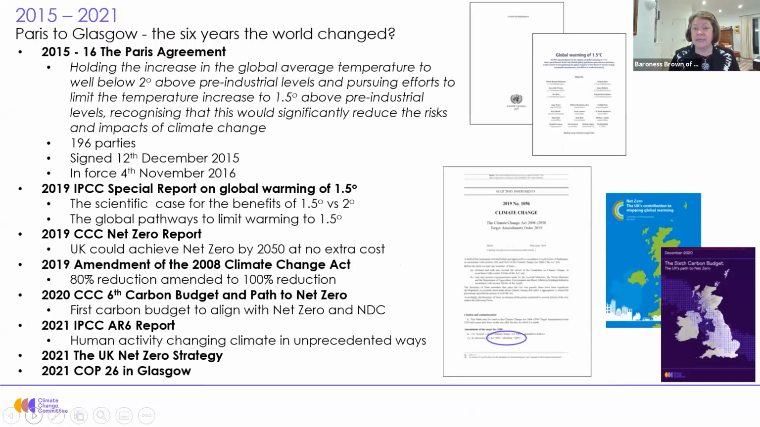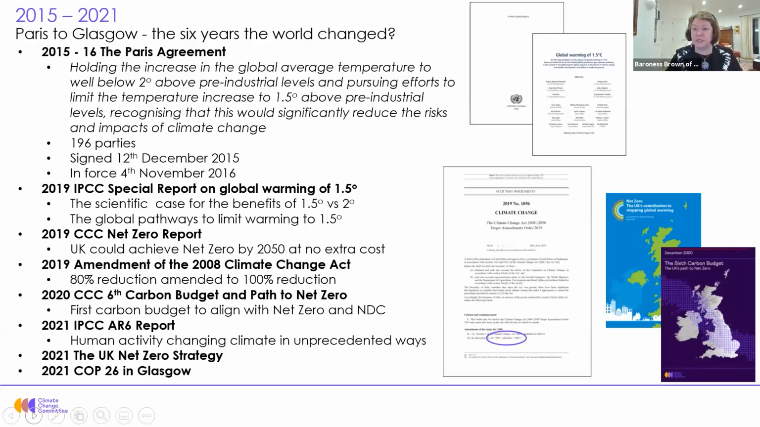But then in 2015, we had the momentous COP meeting in Paris, where 196 countries agreed to limit the increase in global average temperature to no more than 1.5 degrees above pre-industrial levels by the end of the century. So that was a really historic agreement. And since then, we've had a number of really important publications, particularly reports from the IPCC showing the major benefits of keeping below 1.5 degrees versus keeping below 2 degrees.